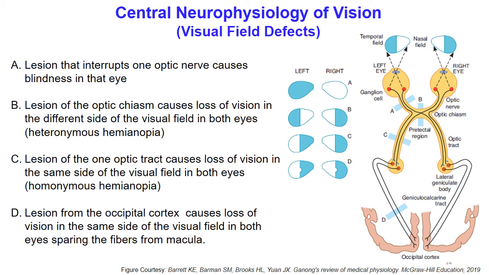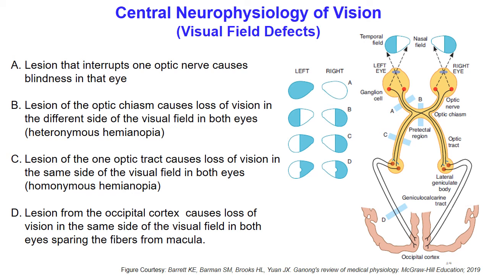First, a lesion that interrupts one optic nerve causes blindness in that eye. Then a lesion of the optic chiasm causes loss of vision in the different side of the visual field in both eyes, which is called heteronymous hemianopia. Here, heteronymous means the opposite side of the visual field and hemianopia means half blindness. Next, a lesion of the optic tract causes loss of vision in the same side of the visual field in both eyes, which is called homonymous hemianopia.